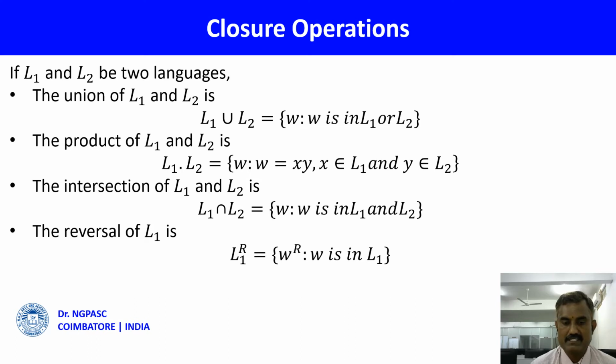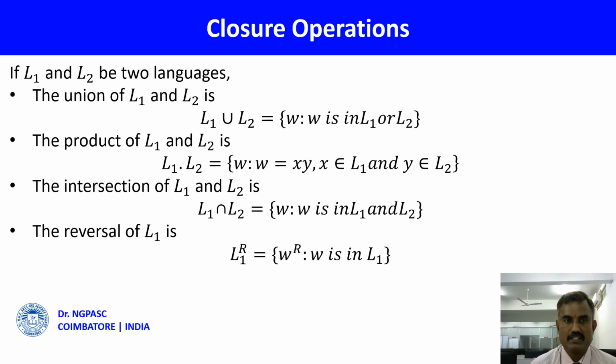That means S tends to epsilon. But if L contains epsilon, then the grammar can be found such that the only rule of this form is the starting symbol tends to epsilon. So based on epsilon, the grammar is epsilon free or an epsilon grammar. Okay, so we see the following operations.